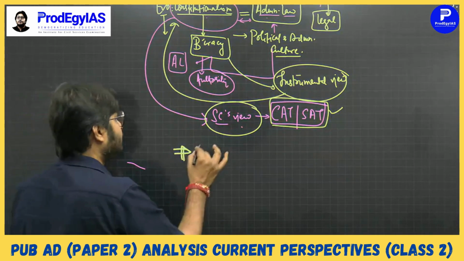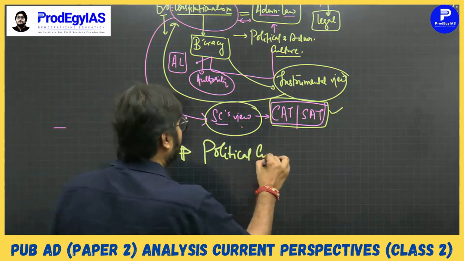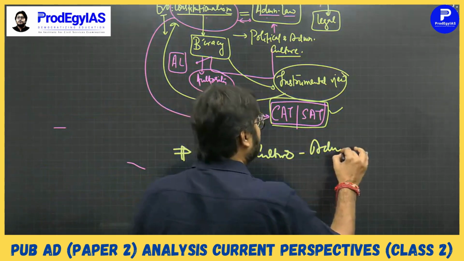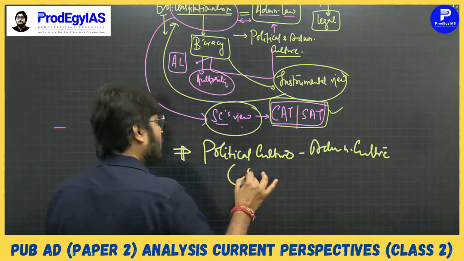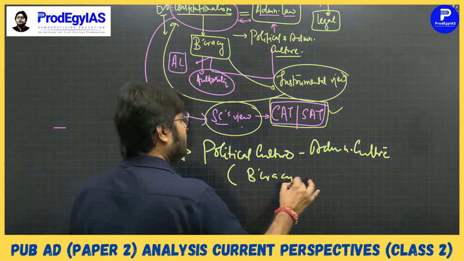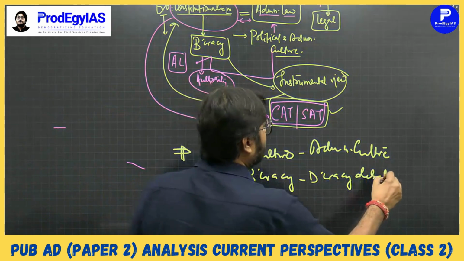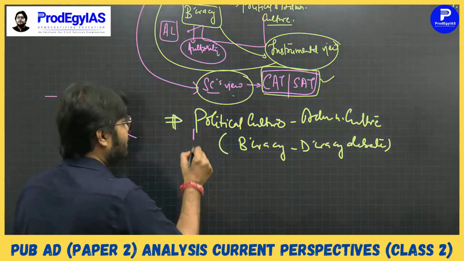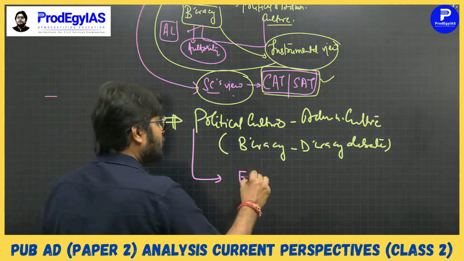Then your political culture, administrative culture, bureaucracy-democracy debate. Fine. So various aspects can be added here. One, obviously, when we say political culture, we should talk about the ecology of administration.